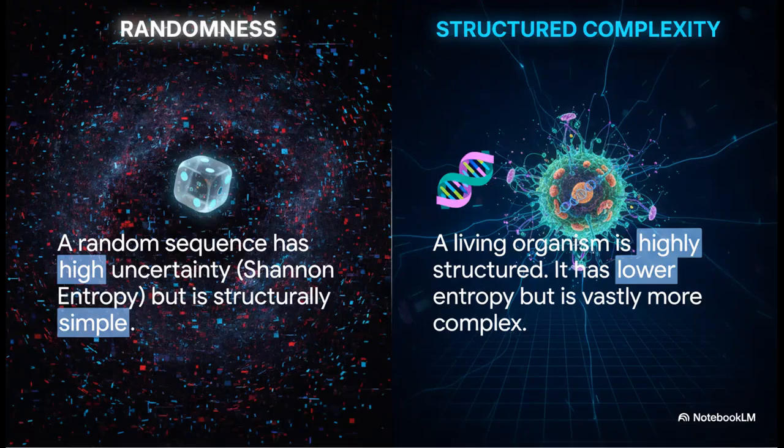Okay, so first things first, we need to get one really important distinction straight. A lot of us kind of confuse randomness with complexity. Think about a screen full of TV static. In a technical sense, yeah, that has a ton of information. It's totally unpredictable. But structurally, it's simple. There's no real pattern there. Now compare that to something like a living cell. It is incredibly organized. It's totally non-random. It's this meaningful, structured kind of complexity that we're talking about. And that's what demands a whole new generation of tools.